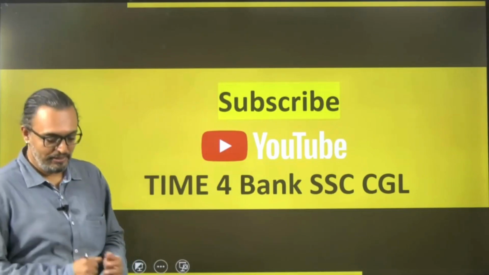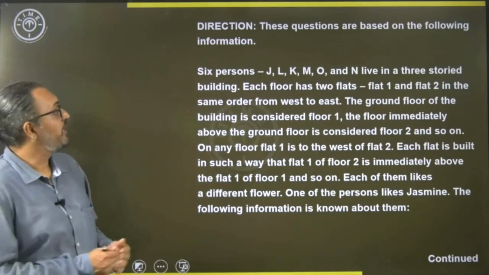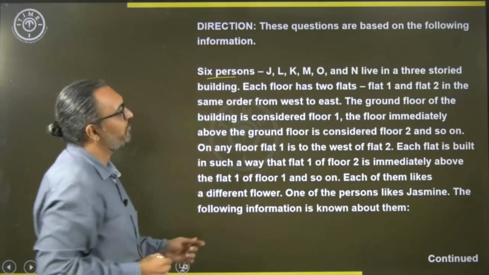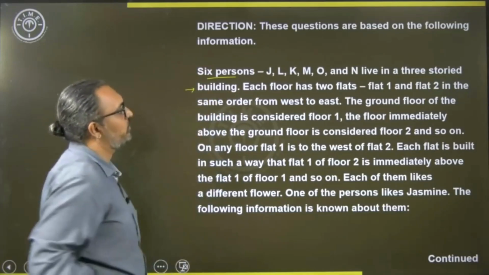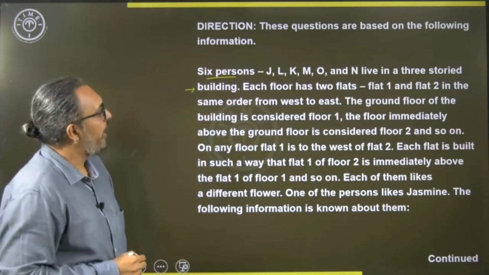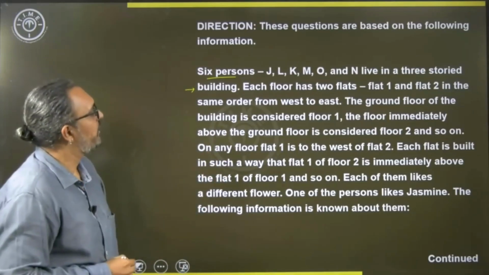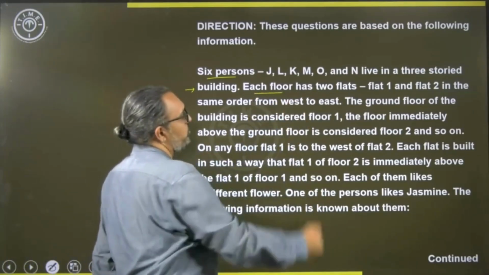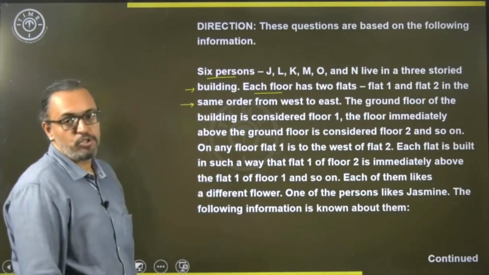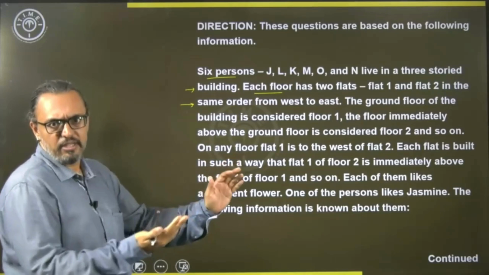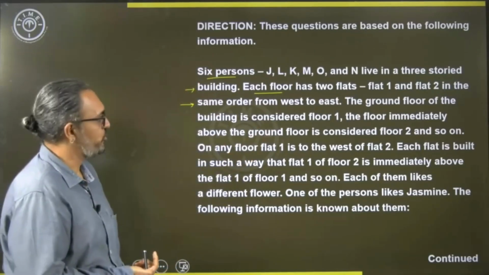Right. Now coming to this, he says 6 persons live in a 3-storied building. So J, K, L, M, O and N. They are the 6 people, 3-storied building. Each floor has 2 flats, flat 1 and flat 2 in the same order from west to east. So west to east is left to right. So first you will get flat 1, then next you will have flat 2, west to east.